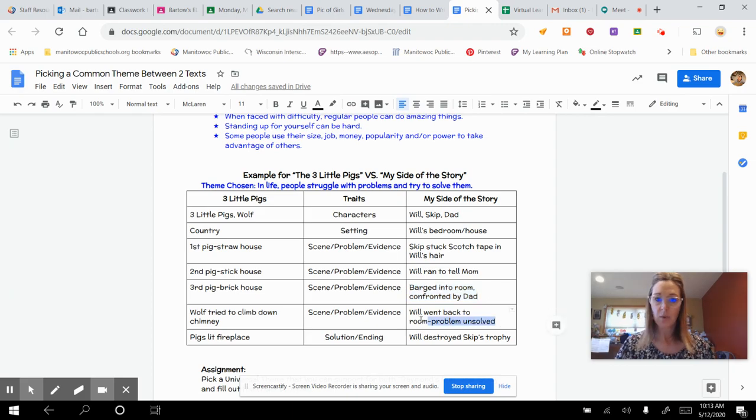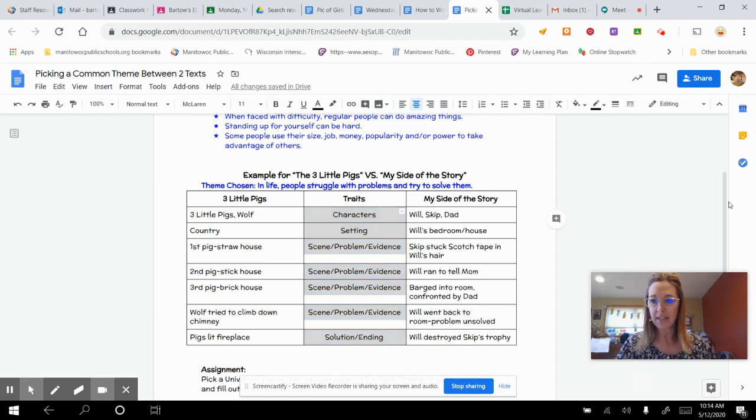Problem. Will went back to his room. Problem unsolved, so that's still a problem. And in the end, Will figured out his own way to solve his problem, and Will destroyed Skip's trophy. Okay, so again, it doesn't matter which theme you choose, but whatever theme you choose, the pieces of evidence need to support the themes that you did choose, okay?